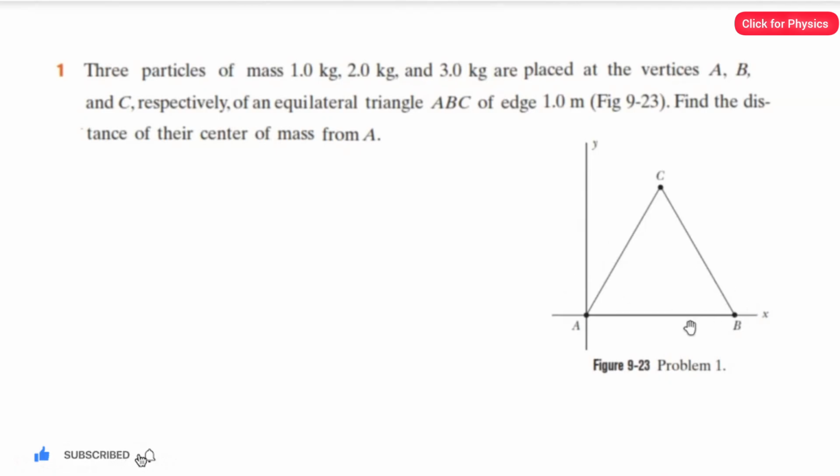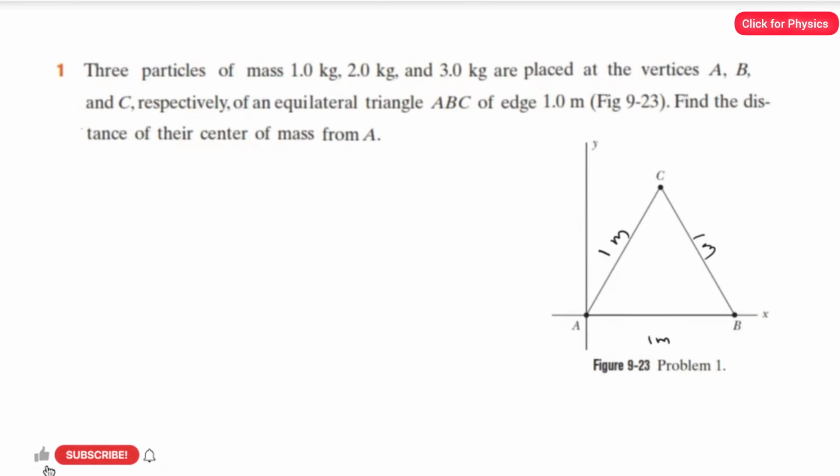What is given in the figure? There are 3 points mentioned, point A, point B and point C, which form an equilateral triangle. And they mention the edge of ABC is 1 meter. That means in an equilateral triangle all sides are equal. So here this is 1 meter and this side is 1 meter and also this side is 1 meter.